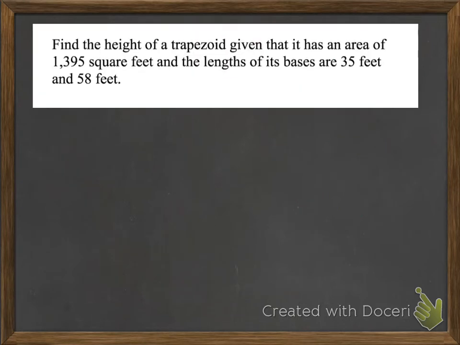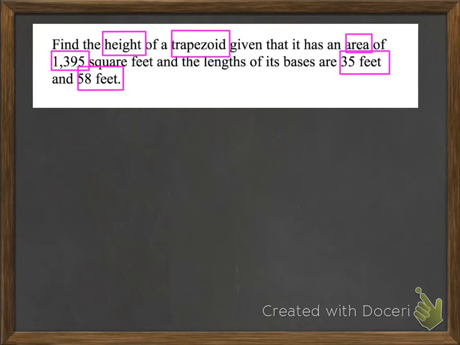All right, for this problem it says to find the height of a trapezoid given that it has an area of 1,395 square feet and lengths of its bases are 35 feet and 58 feet. So right away you want to start to go ahead and pick some stuff out. We need to find the height. We're talking about a trapezoid here. We've got an area of 1,395. Make sure that you know that that's the area. And it says the length of its bases are 35 feet and 58 feet. So all of that right there is going to be important.